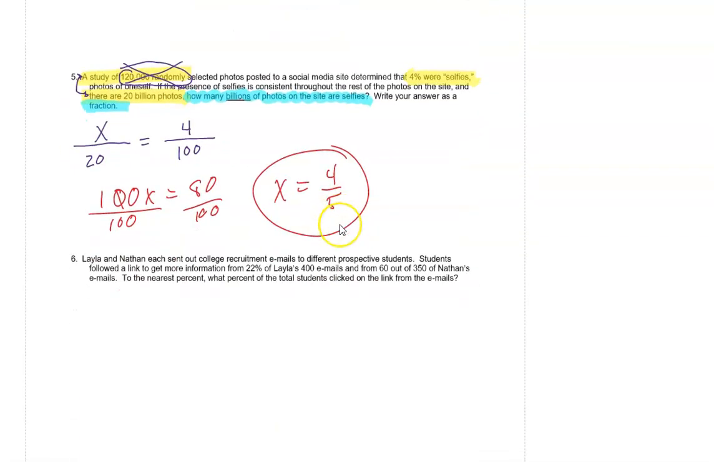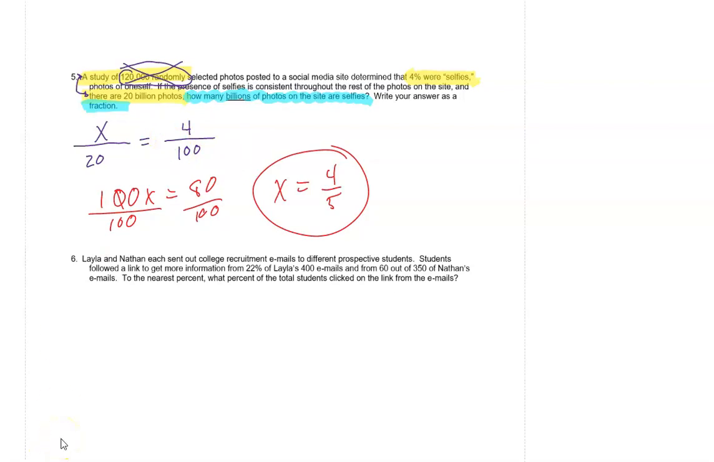All right, skipping number 4, and then I'm going to get to number 5. Not one of my favorite questions, but I will cover this one. It says a study of 120,000 randomly selected photos posted to a social media site determined that 4% were selfies, photos of oneself. If the presence of selfies is consistent throughout the rest of the photos on the site, and there are 20 billion photos, how many billions of photos on the site were selfies? Write your answer as a fraction.